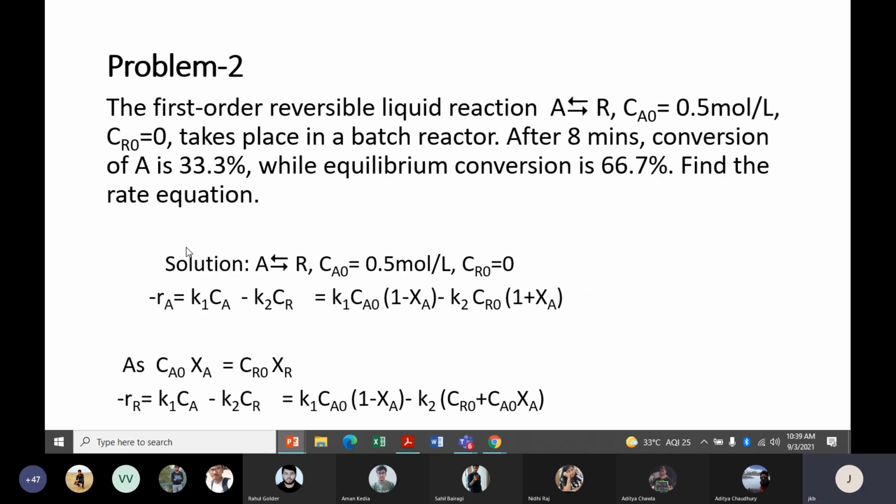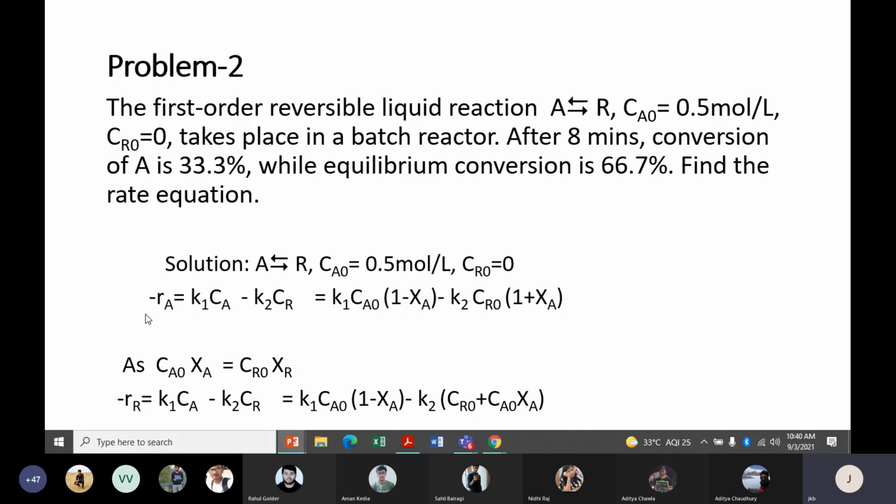Okay. Second problem, the first order reversible reaction. The first problem is easy, that's why I did not discuss it. First order reversible liquid phase reaction, A reversible R. CA0 is 0.5 mole per liter, CR0 is 0. After 8 minutes, conversion is 33.3%, while equilibrium conversion is 66.7%. Find the rate equation. It is slightly different because you need to write the equilibrium conversion in terms of the two rate constants.